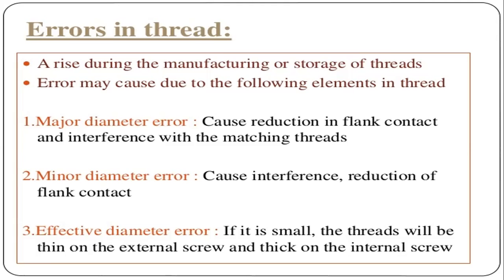This major diameter error causes a reduction in the flank contact and interference with the matching threads. So these two effects are obtained. The flank contact changes with the major diameter, and this changes due to the internal thread design of the major diameter.